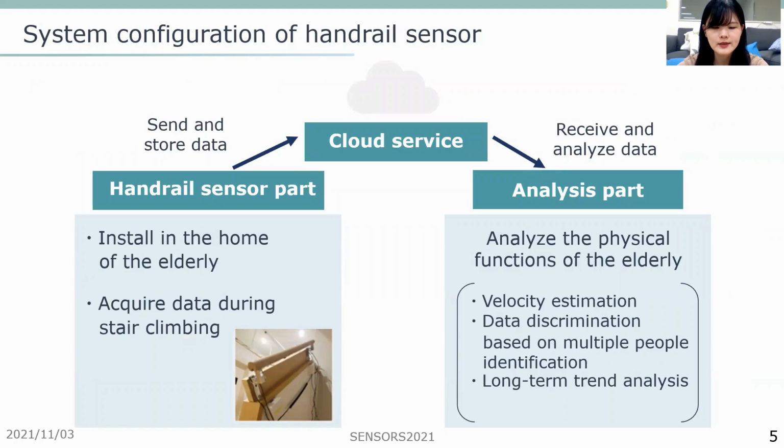Next, I will describe the system configuration of the handrail sensor. A handrail sensor installed in the user's house measures the load on the handrail. Then, it sends the data to the cloud service and saves them. The analysis system uses the data on the cloud service to analyze the physical functions of the users. The analysis system performs speed estimation, multi-person data discrimination, and long-term trend analysis.